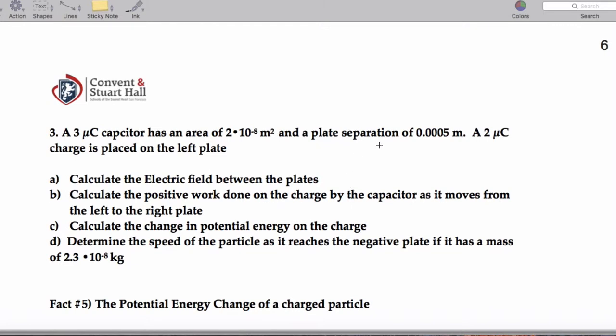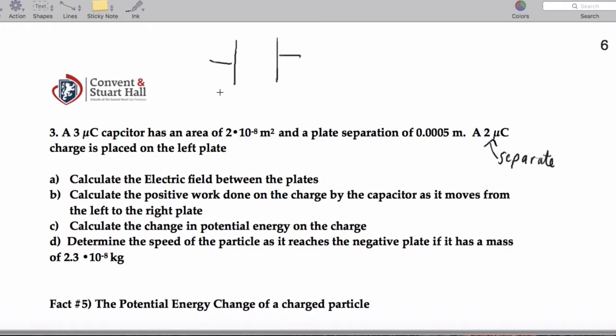So we have a 3 micro... I see what they're saying. We're saying a 3 microcoulomb capacitor has, and this is the area, this is the plate separation. This is supposed to be a separate charge. So we're going to charge the capacitor with 3 microcoulombs, and this is what I meant to say.